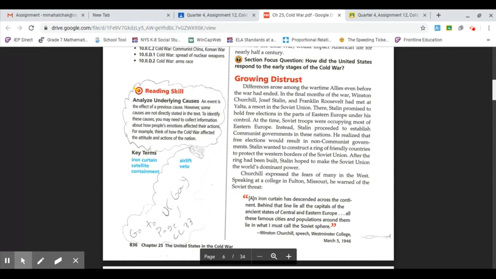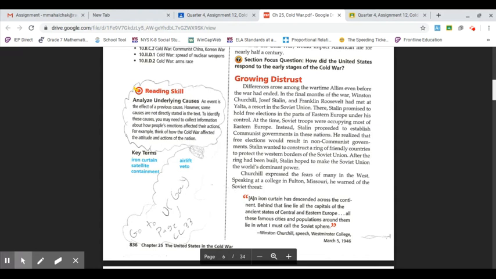Differences arose among the wartime allies even before the war had ended. In the final months of the war, Winston Churchill, Joseph Stalin, and Franklin Roosevelt had met at Yalta, a resort in the Soviet Union. There, Stalin promised to hold free elections in the parts of Eastern Europe under his control. At the time, Soviet troops were occupying most of Eastern Europe.